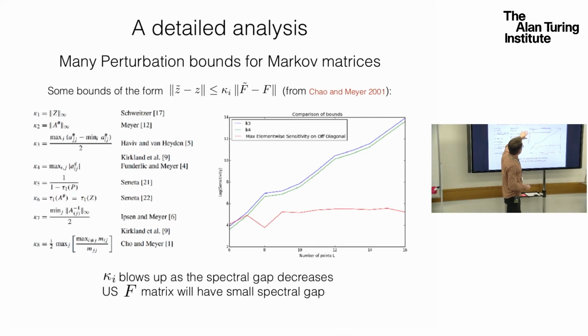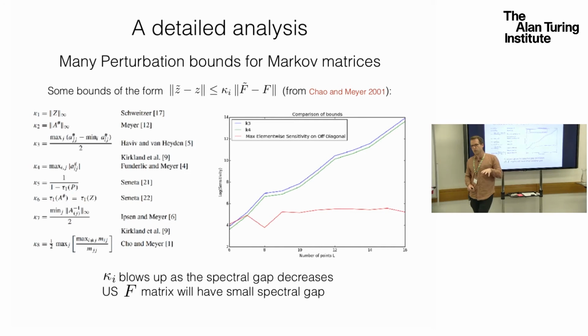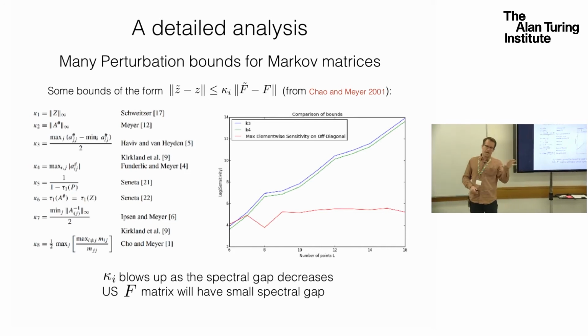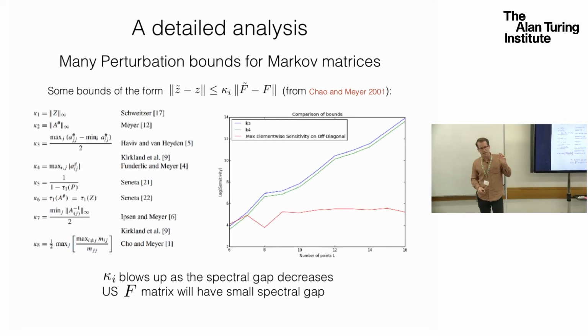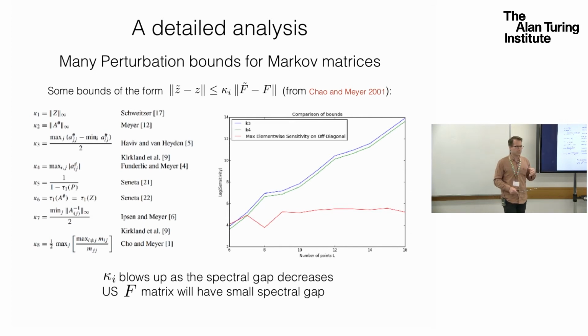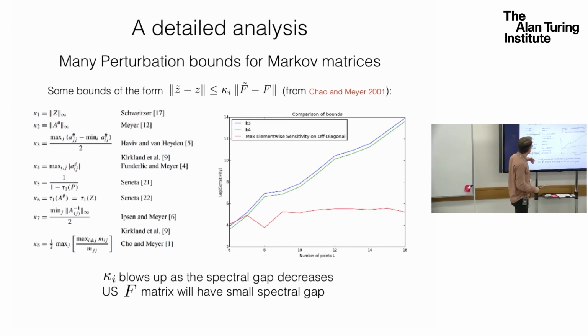Okay. So that is a question a lot of people have asked for a long time, totally outside the context of Markov chain Monte Carlo, of course, or umbrella sampling. I have a Markov matrix. I have errors in the matrix. How does that translate into errors in the dominant eigenvalue? A very classical problem. Lots of people have thought about this.